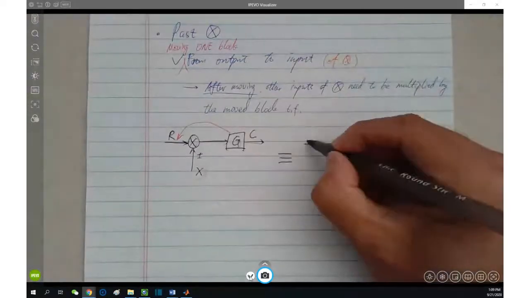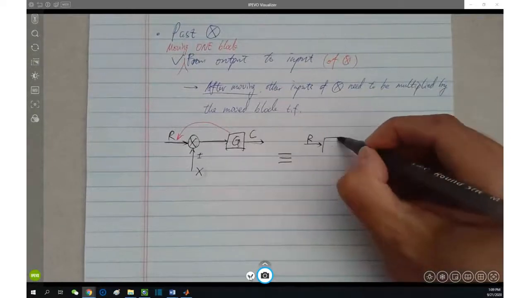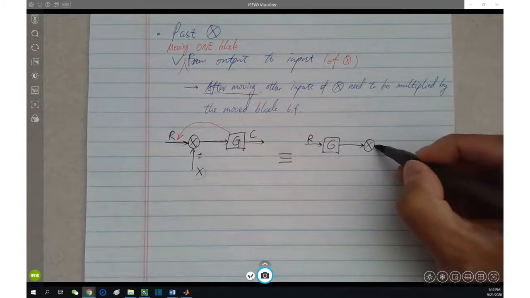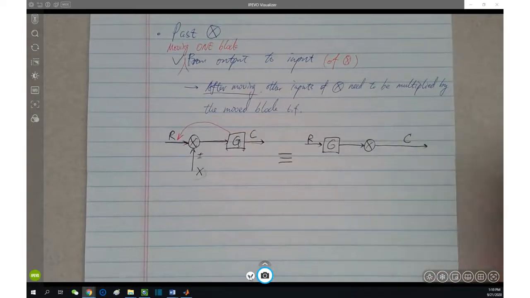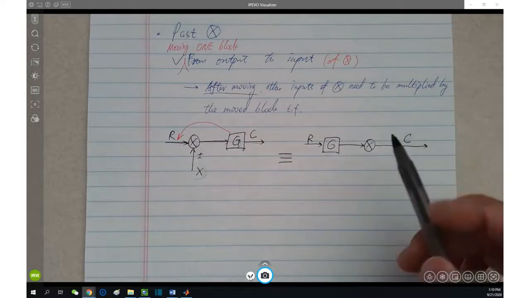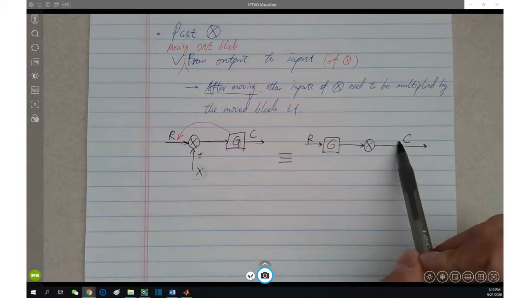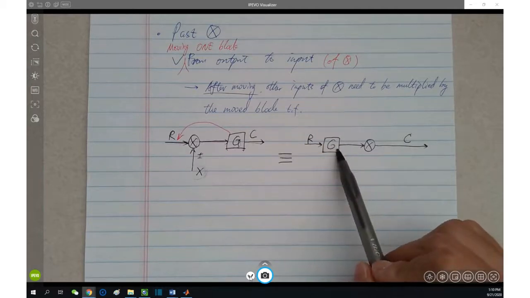So your R remains here. However, your G is now here, right? Summing junction. And then you have a C here. Does it make sense? This is called after moving. You're moving the G from the output side to the input side. Okay, it just happened.